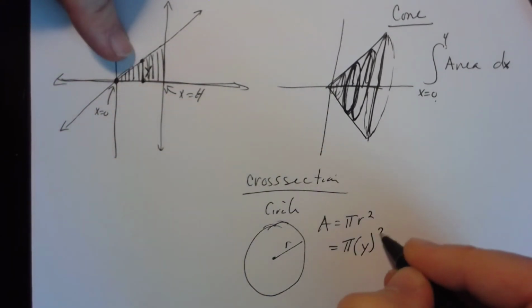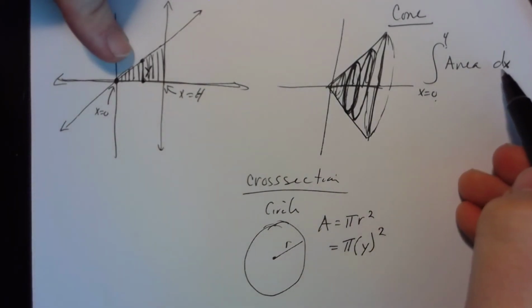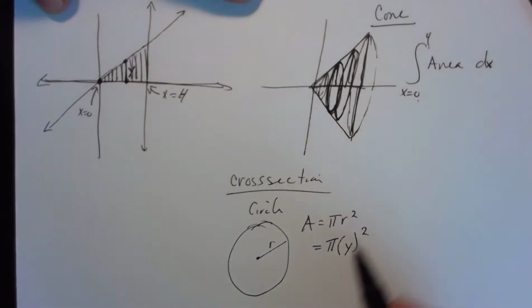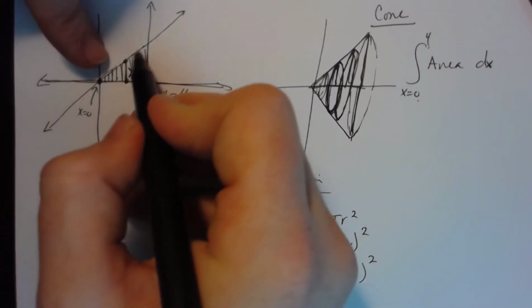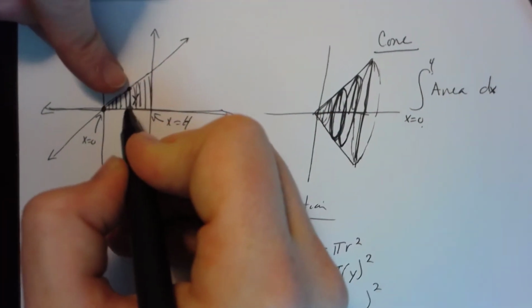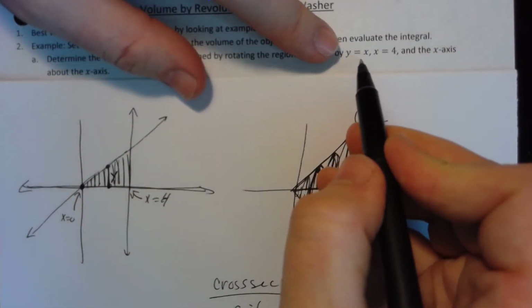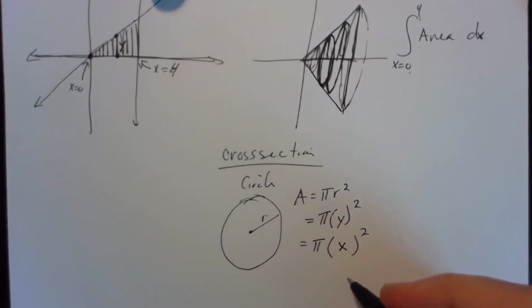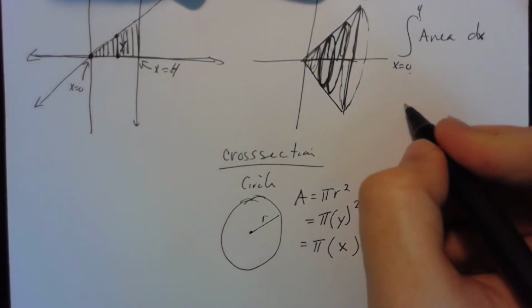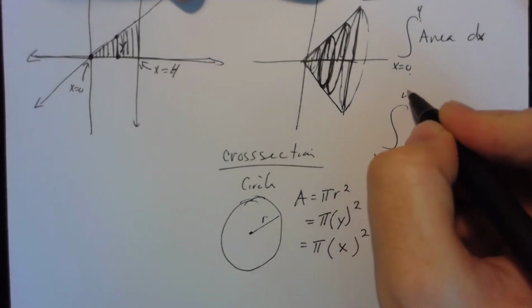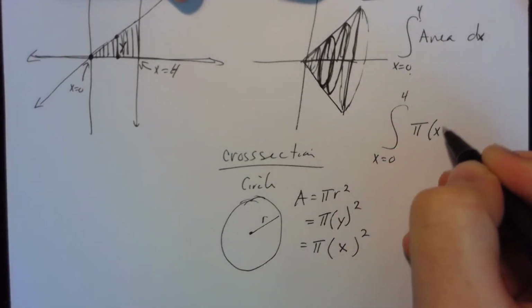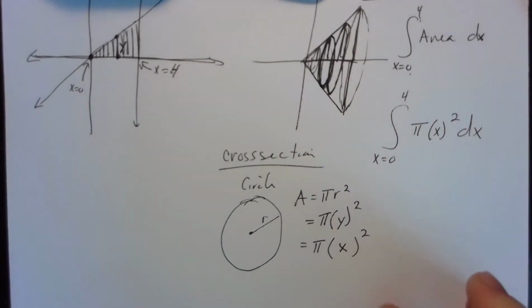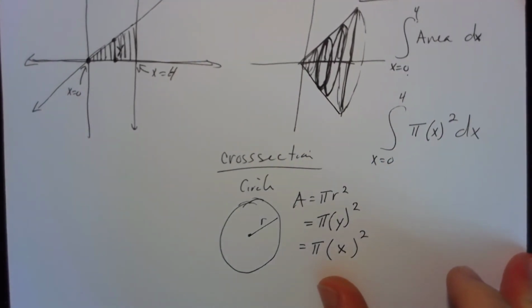But note, again, that my integral is in terms of dx. So that means that this area function must be in terms of x. What is the formula for y in this system? Well, that distance y is nothing more than y equals x. So that's the equation that's going to replace that. In that case, I'm simply going to integrate from x equals 0 to 4 of pi r squared dx. This, again, one more time, is the method of disks.